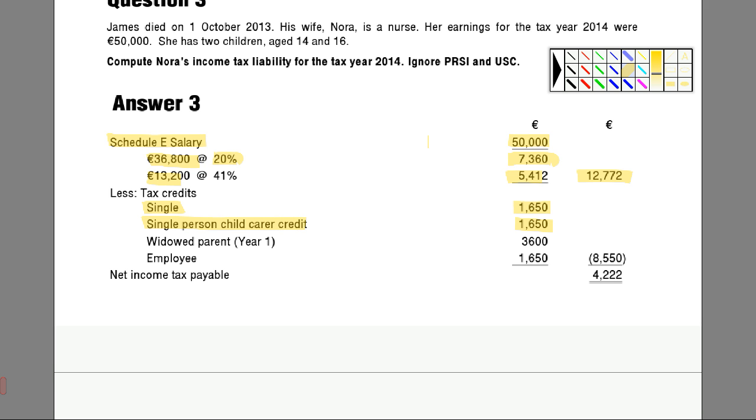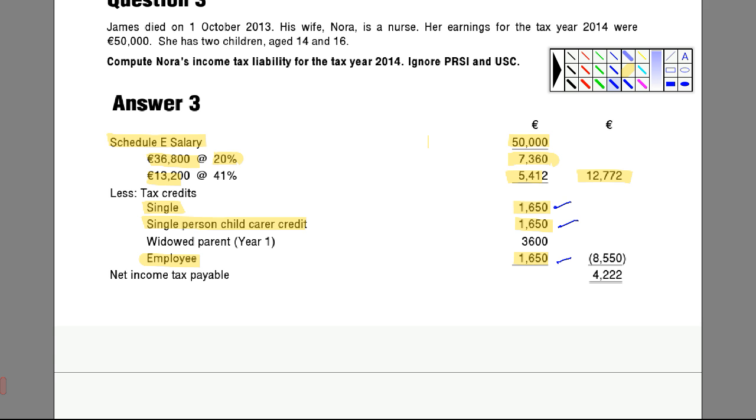There's the 1650 kicking in. The employee credit, I'll come back to the widowed parent credit in a moment. The employee credit, she's employed, or we've had to assume that she is employed. Therefore, the employee credit is available to her. No information on PAYE deducted, so I completely ignore it. Okay? So we've got 3 so far, yeah?